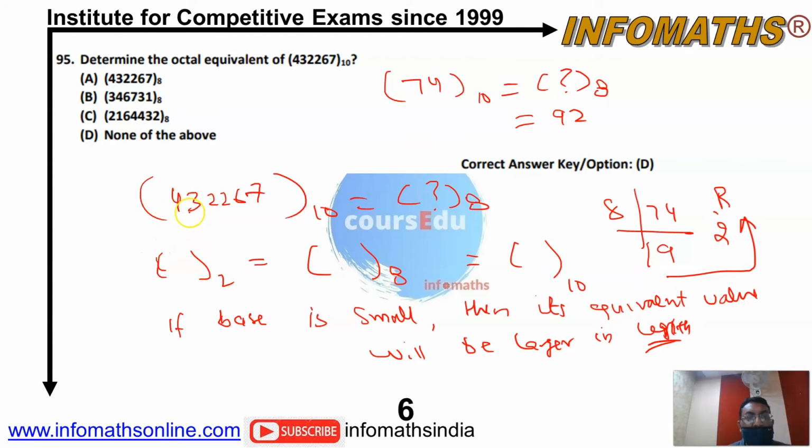Now this question is 432267 base 10. When we convert into a smaller base, then this value will be larger, slightly larger. Fine, because we are converting that value into a smaller base, then the resultant value will be slightly larger. Now look for the slightly larger value in the options. First option is very similar, so it can't be this. This value is smaller, this can't be this.